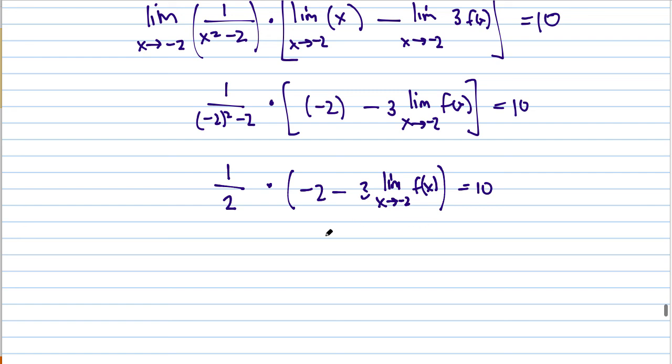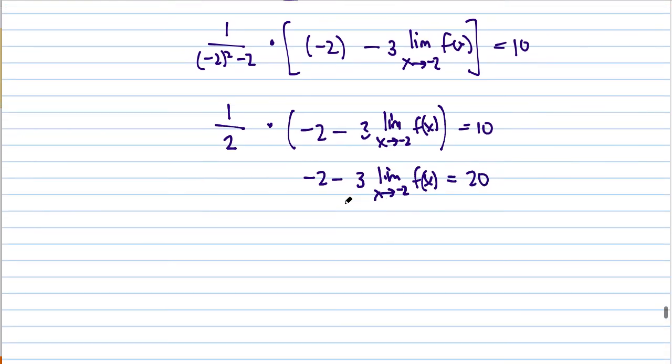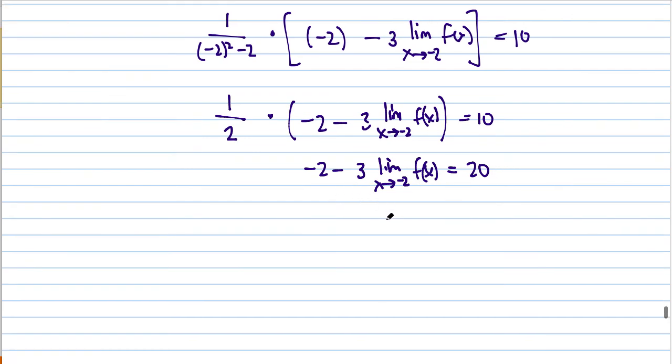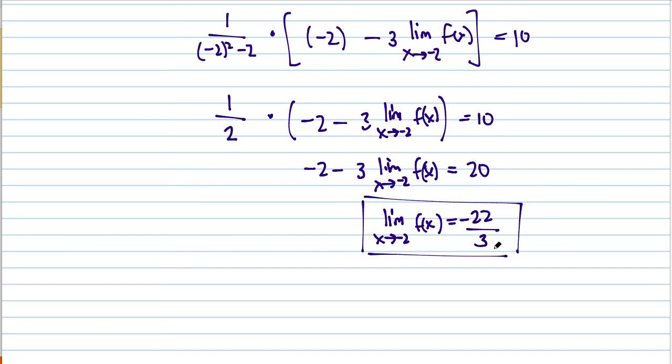So multiply by 2. So I have negative 2 minus 3 times the limit is equal to now 20. So I'm going to add 2, so that'll be 22. And then I'm going to divide by negative 3. So I will have 22 over 3, and that's negative. And so here is my limit of f of x as x approaches negative 2.